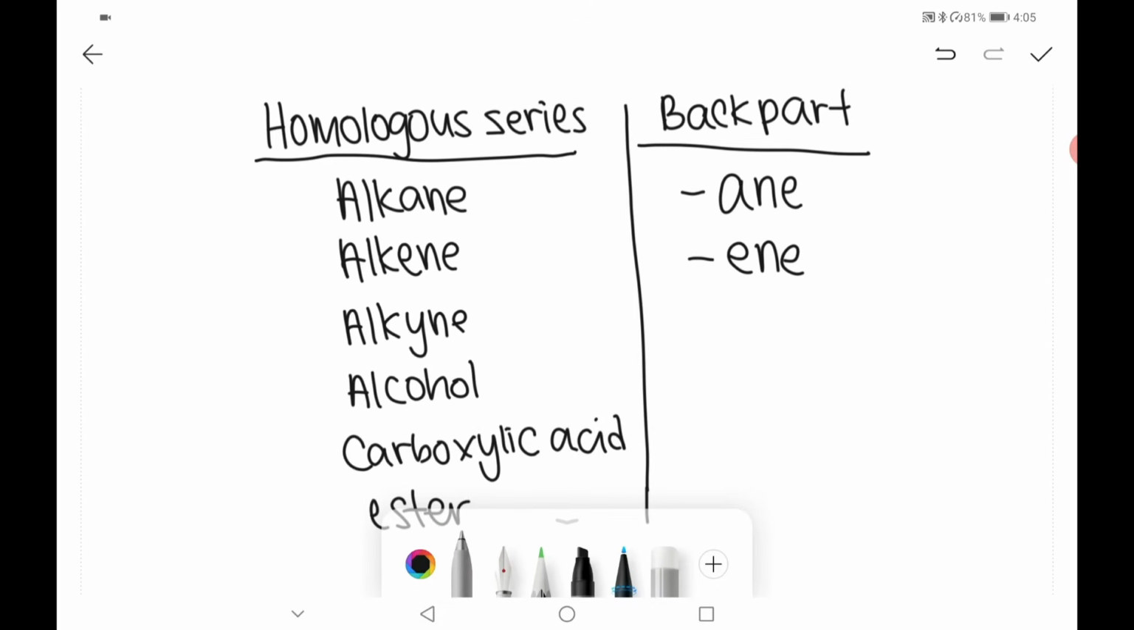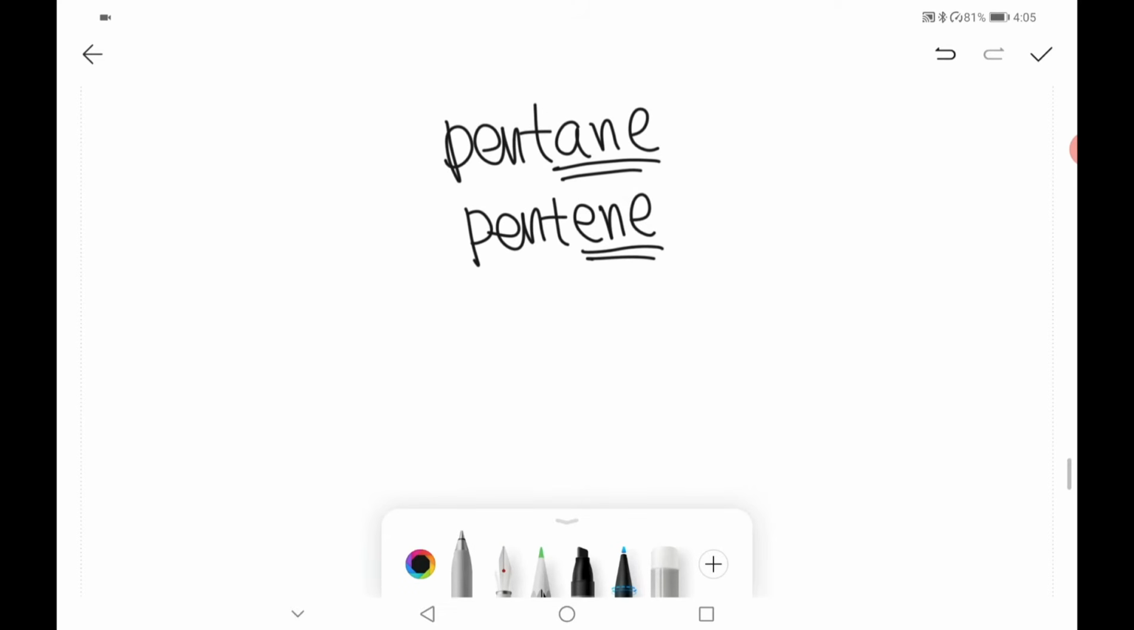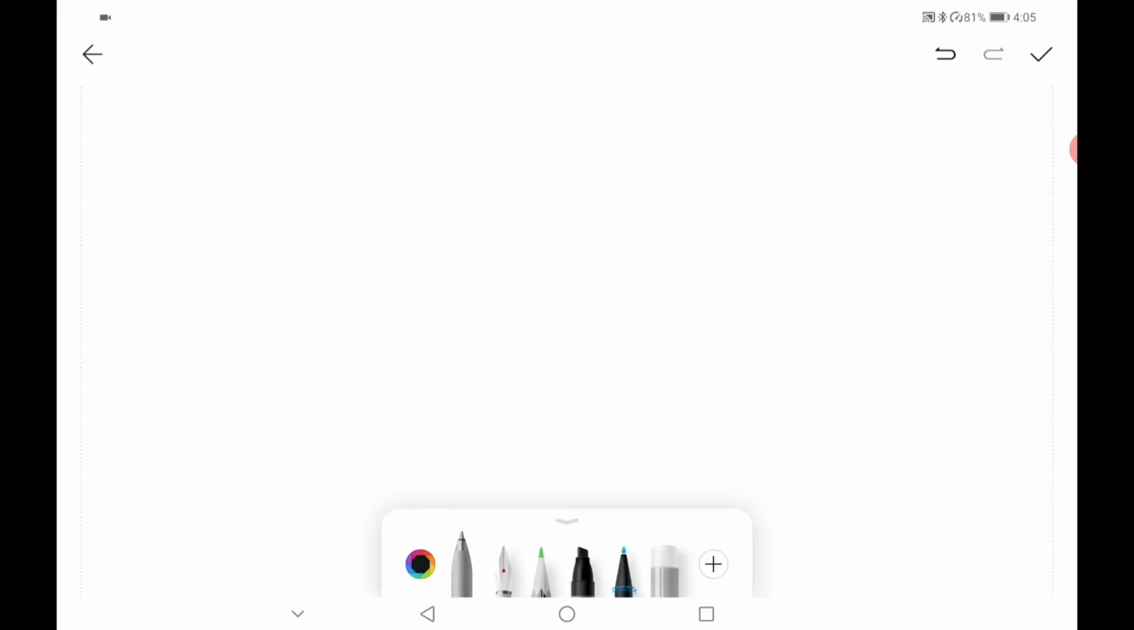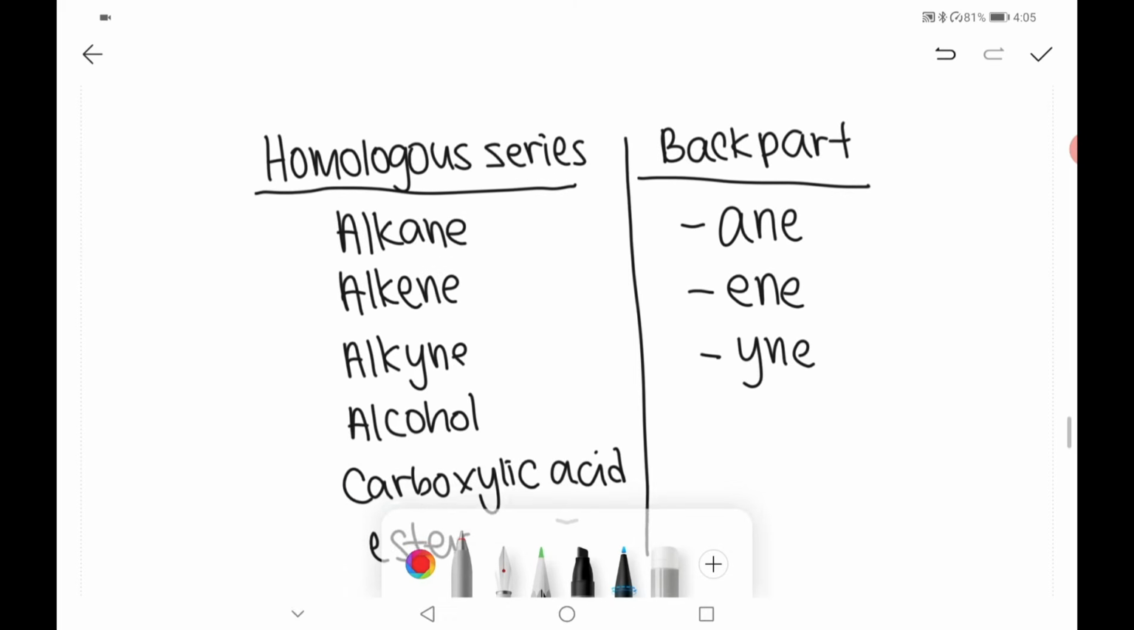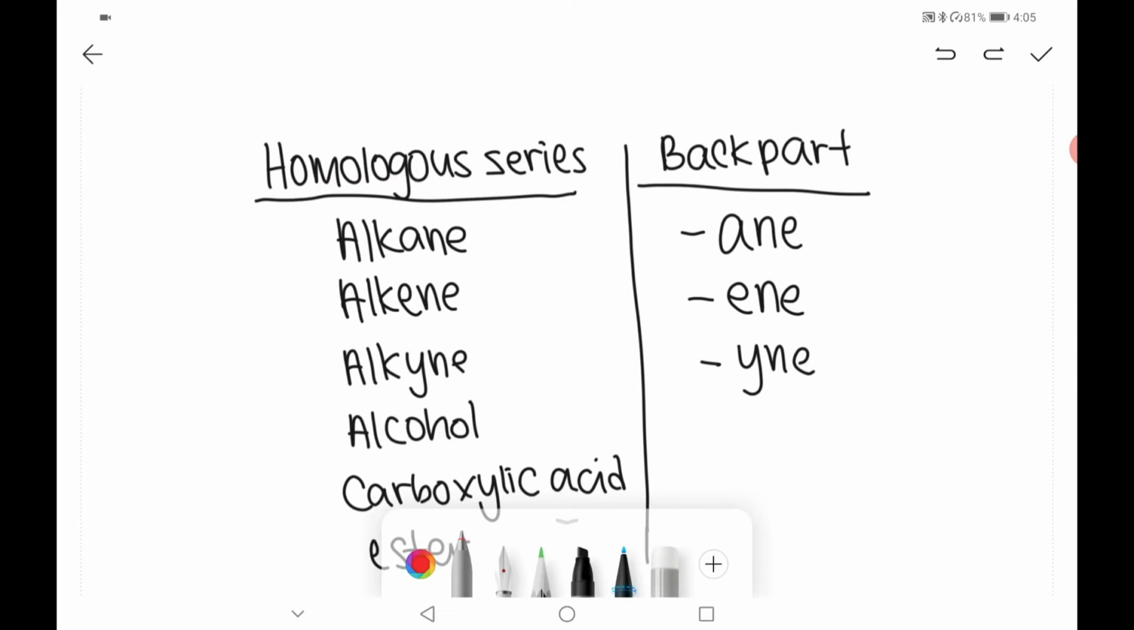For alkyne, the name will end with Y-N-E, yne. Let's say you see something like P-E-N-T-Y-N-E, pentyne. When you see Y-N-E, you know that this substance is alkyne. This is actually very easy to remember. You look back to the homologous series and look at the last 3 letters: A-N-E, E-N-E, Y-N-E. Just copy the last 3 letters.